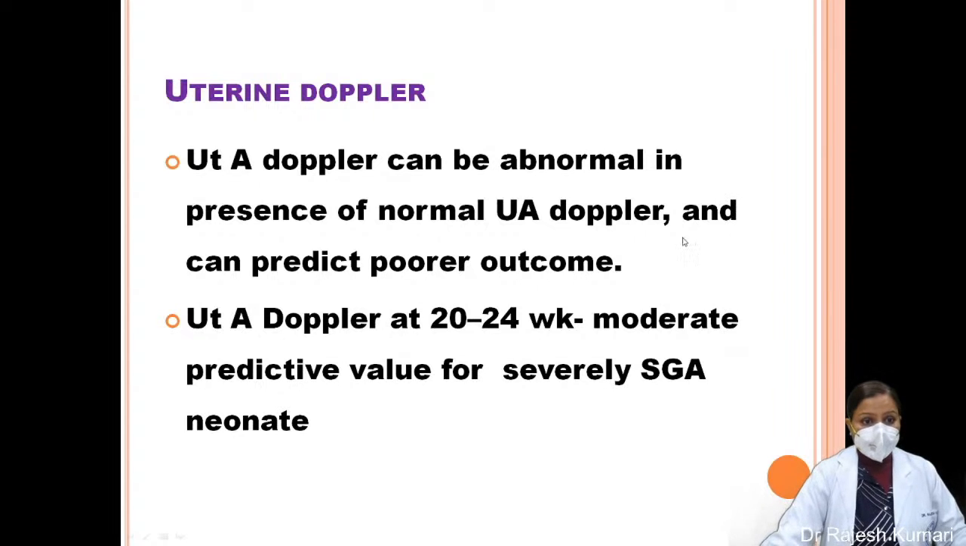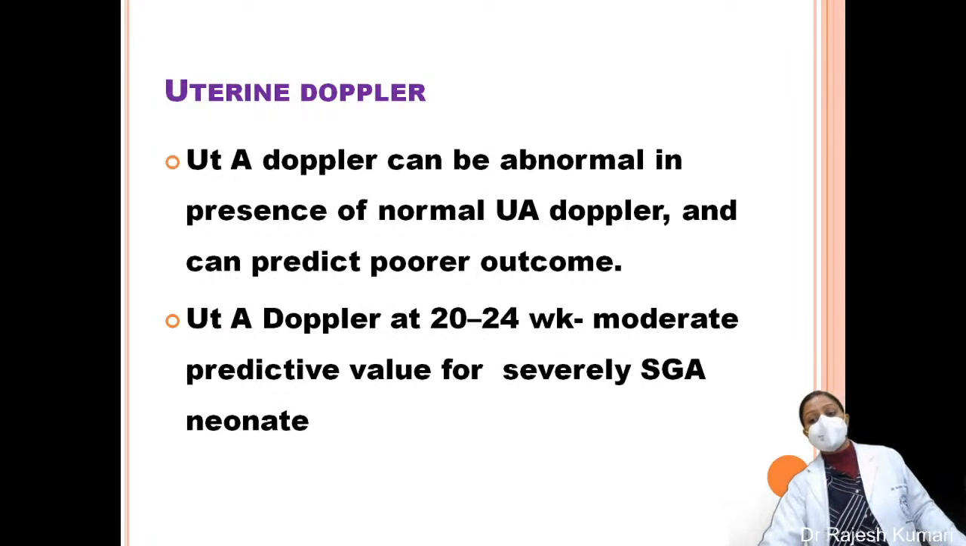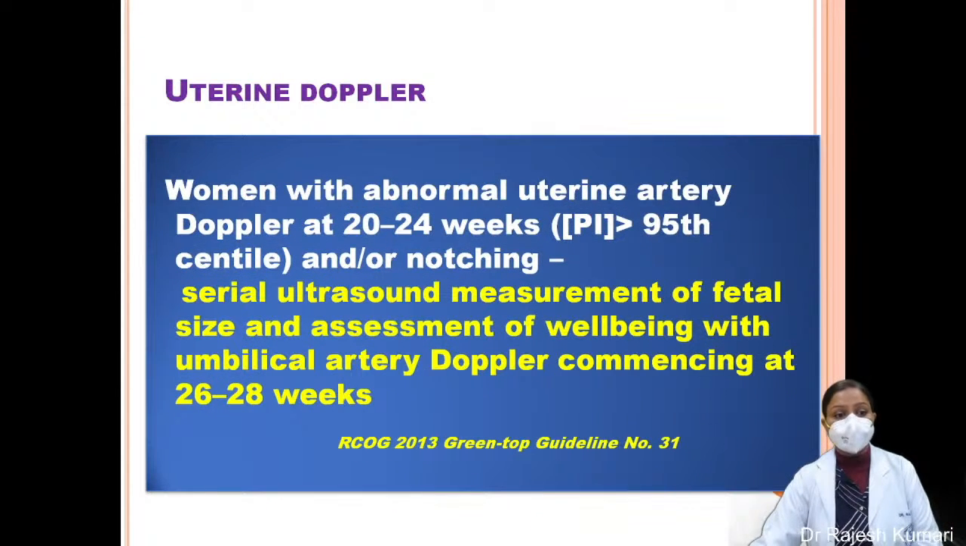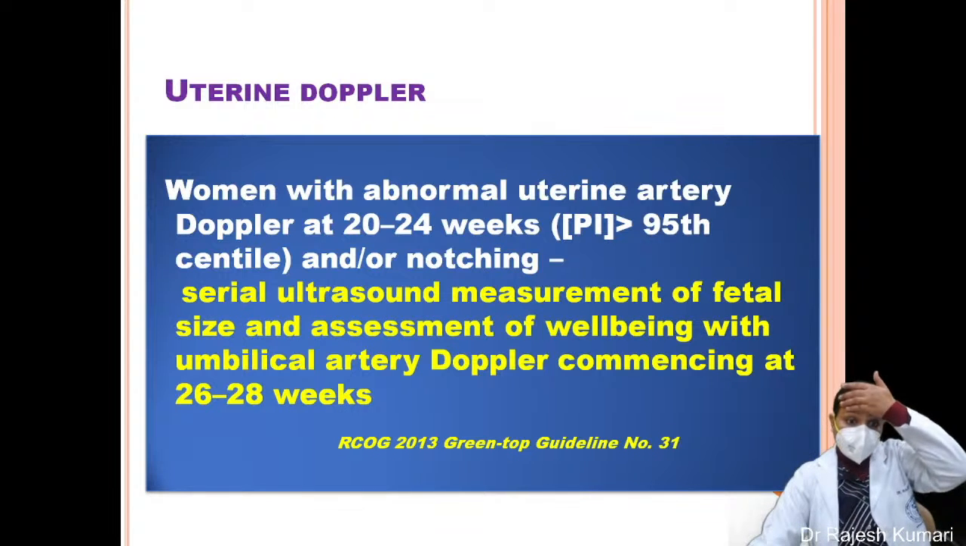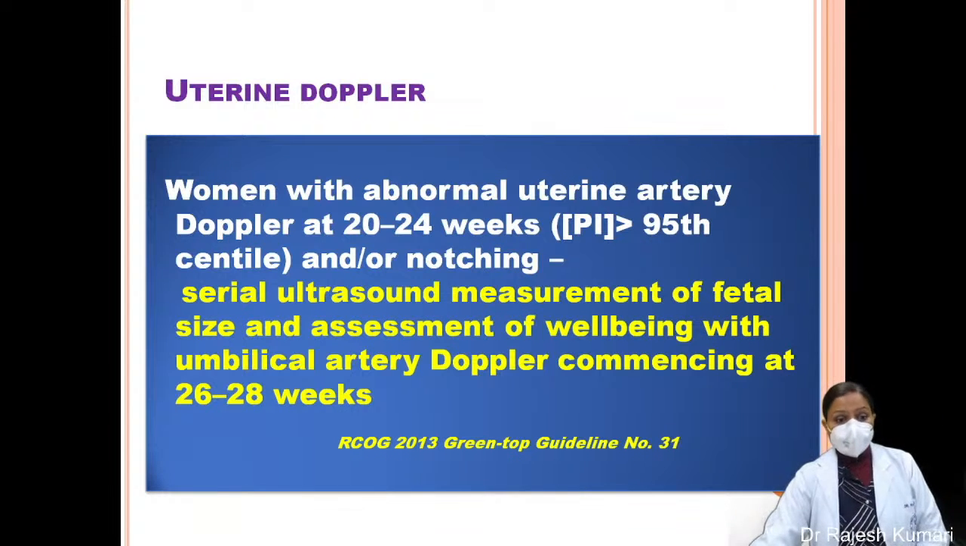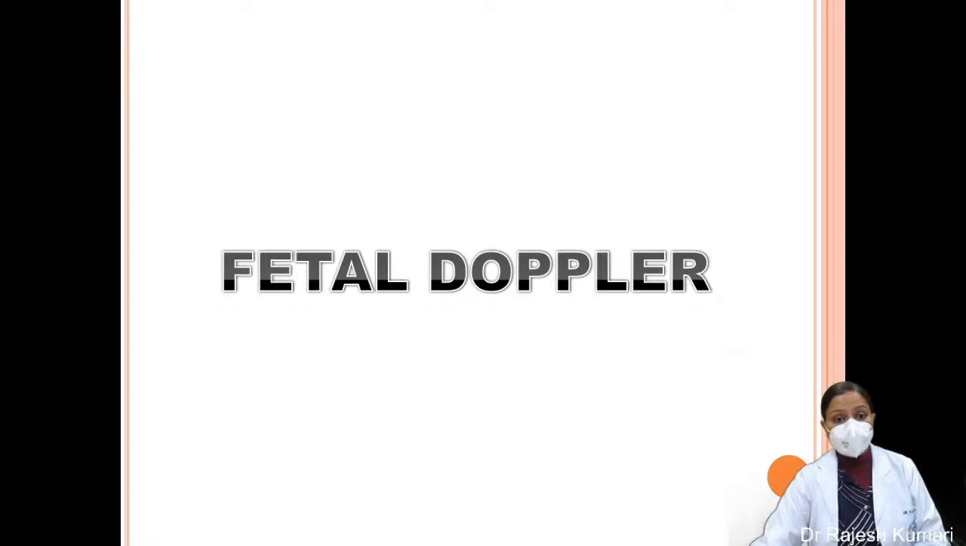Uterine artery Doppler can be abnormal in the presence of abnormal umbilical artery Doppler and can predict poor outcome. Uterine artery Doppler at 20 to 24 weeks has moderate predictive value for severely small for gestational age neonate. So, women with abnormal uterine artery Doppler at 20 to 24 weeks, more than 95th percentile and or notching, should have serial ultrasound measurement of fetal size and assessment of well-being with umbilical artery Doppler commencing at 26 to 28 weeks.